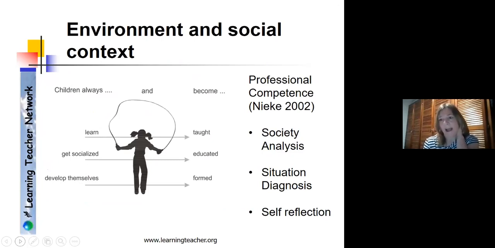So another argument why this is important to do is that children are always fully present. They are not only present with the thinking, they are not only present with the emotion, and not only with the social behavior. They are always completely present. So they always learn, they always get socialized, and they are always developing themselves, despite the context they are in. So if we want a good education context, we have to have in mind the effect of our teaching and learning, and how it has an effect on the learning, how it has an effect on the socialization, and how it has an effect on the self-development.